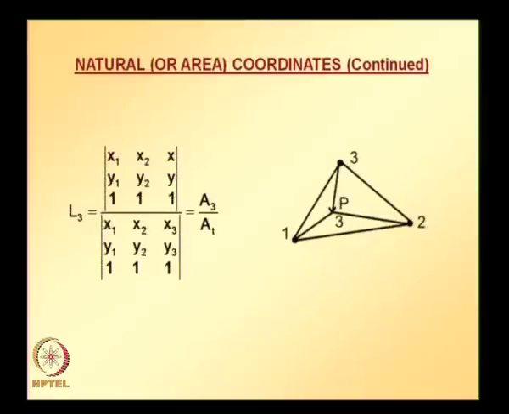It is easy to remember these formulas for L1, L2, L3. If you see the denominator, we have the determinant of a matrix having components x1, y1, 1, x2, y2, 1, x3, y3, 1. And if you are trying to calculate L1, you copy whatever is there in the denominator to the numerator, except replace the first column of the matrix with x, y, 1.